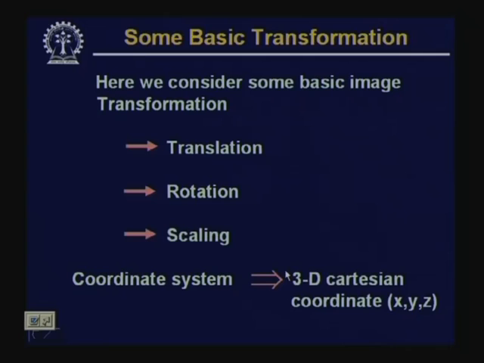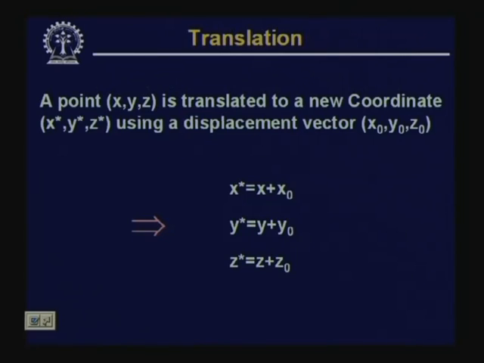So, the transformations in the 3D coordinate system that we will consider are translation, rotation and scaling, and the coordinate system that we will consider in this case is the three-dimensional coordinate system. As we have seen in case of two dimensions, if a point x, y, z is translated to a new coordinate, say x star, y star, z star, using a displacement vector x naught, y naught, z naught, then the translated coordinates are x star equal to x plus x naught, y star equal to y plus y naught, and z star equal to z plus z naught.